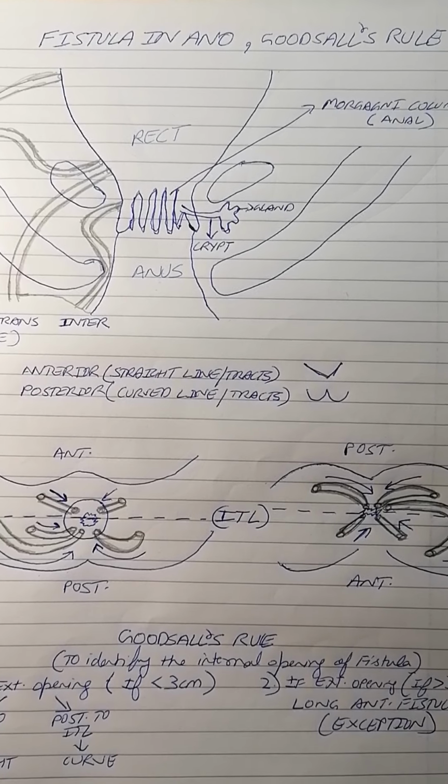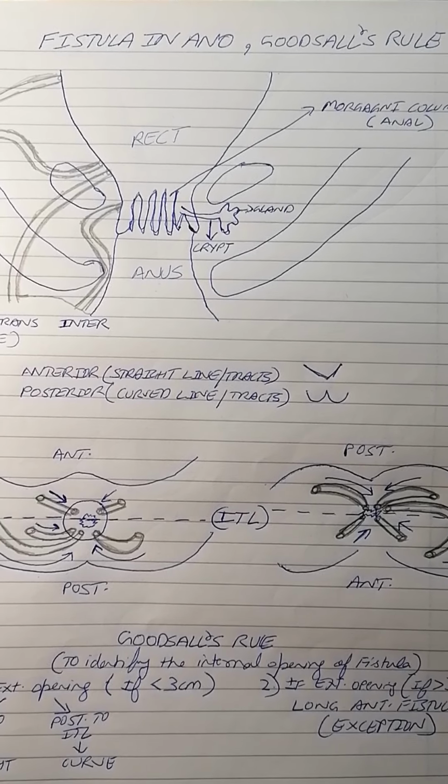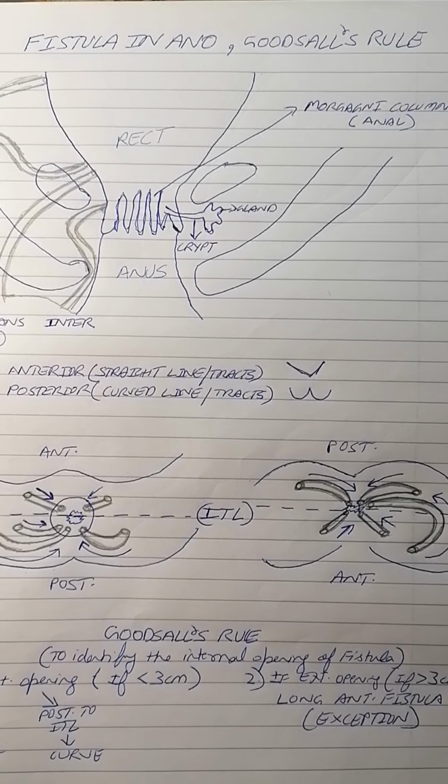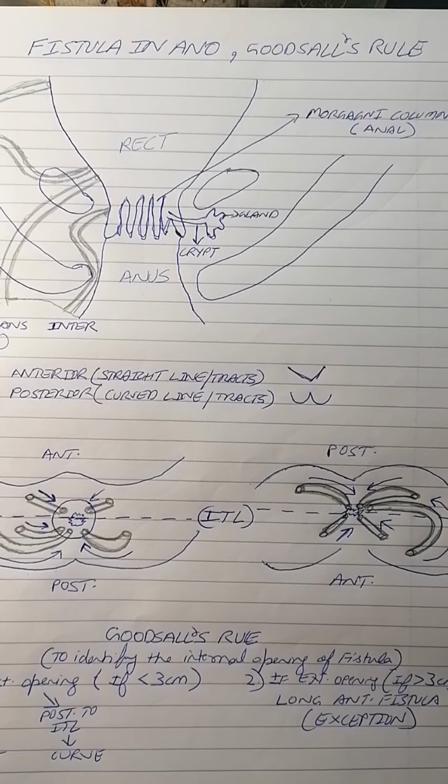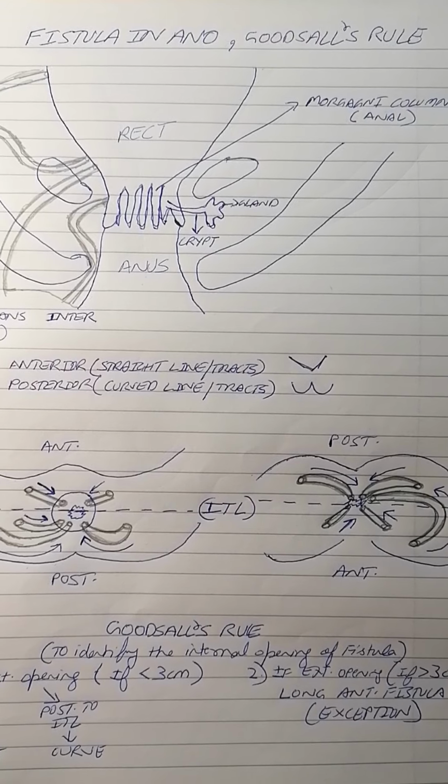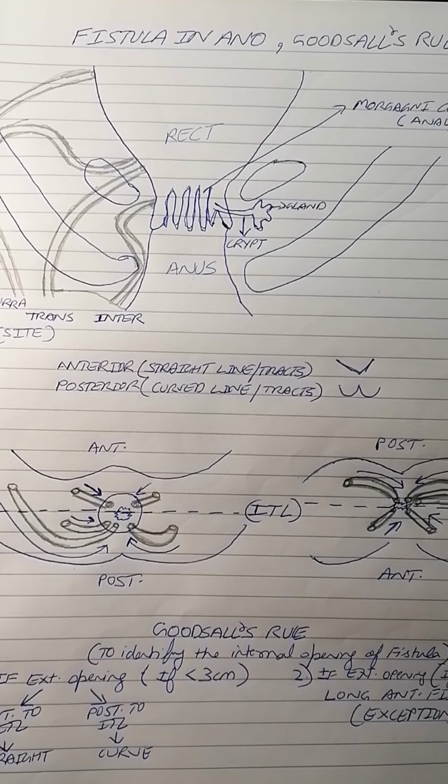Hello everyone, this is a topic on fistula in ano, also known as anal fistula, and there's a rule to identify the internal opening of this fistula. That's known as Goodsall's rule. So first of all, what is a fistula?